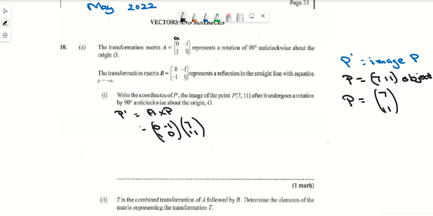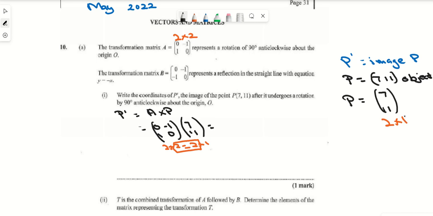Now, first off, before we even begin, we need to make sure of the order of the matrix. This is a 2 by 2, and this is 2 rows by 1 column. If we multiply it like this, if this is a 2 by 2 and this is a 2 by 1, we see that the numbers closest to each other are equal, so that they can multiply, right?